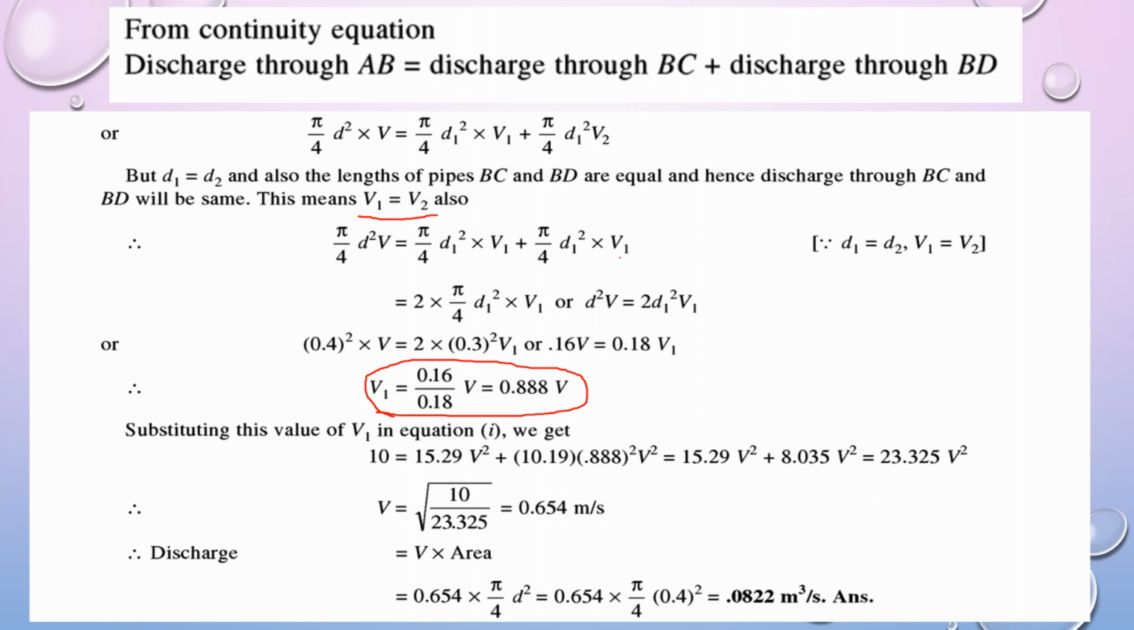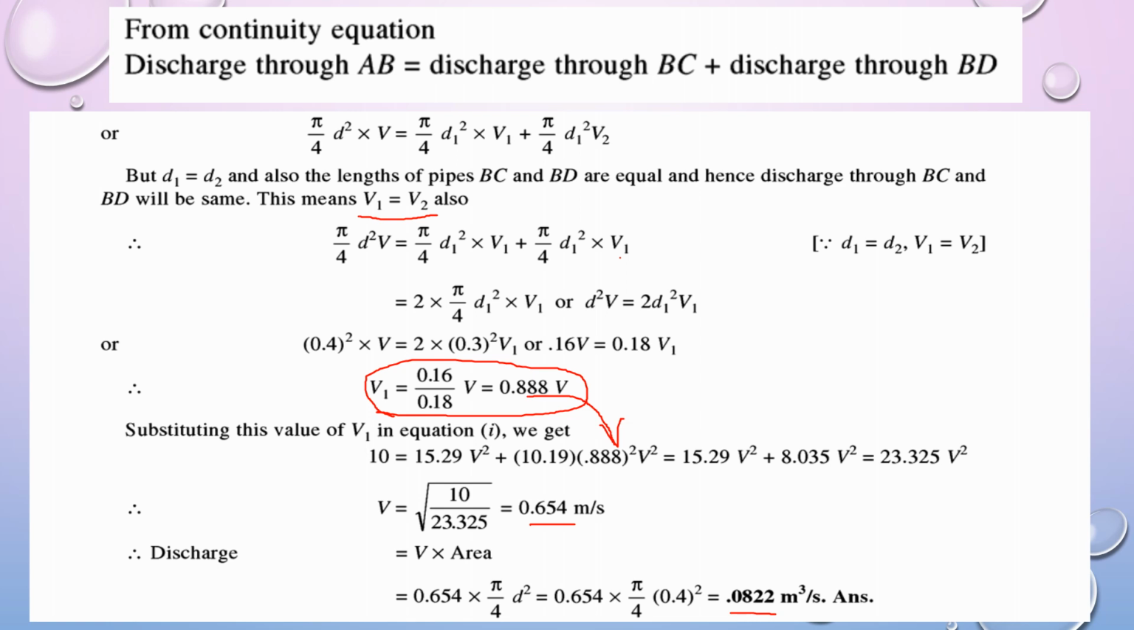Now we substitute this value of V1 in our earlier equation. Earlier we got the equation 10 is equal to 15.29 V square plus 10.19 V1 square. In the place of V1 square we will substitute this value, and finally after simplification we will get the value of V as 0.654. So once the value of velocity is given, we can easily find out the discharge, that is Q is equal to A into V. Finally we will get the answer 0.0822 meter cube per second.